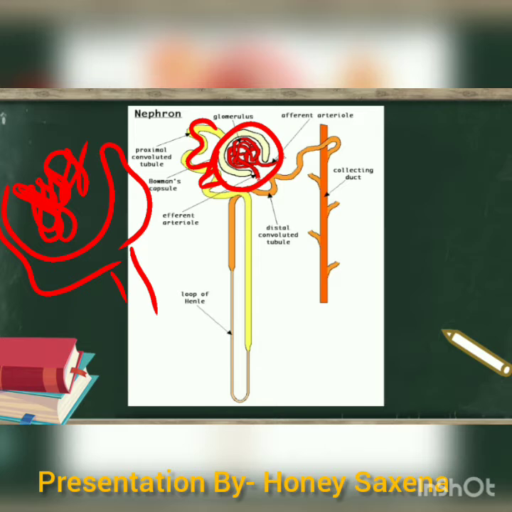Now this proximal convoluted tubule is connected to a pin-like structure, and this pin-like structure is called Henle's loop, and it is connected to the DCT. This DCT is called the distal convoluted tubule, and this distal convoluted tubule is connected to the collecting duct. So PCT, Henle's loop and DCT all together are considered the renal tubule.